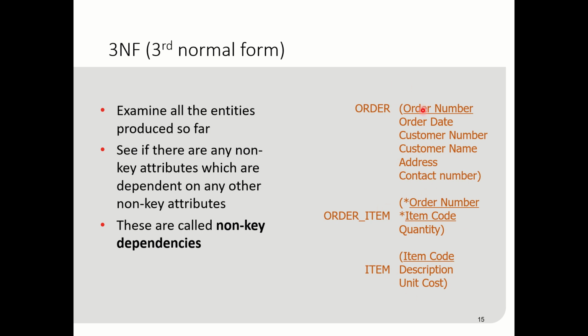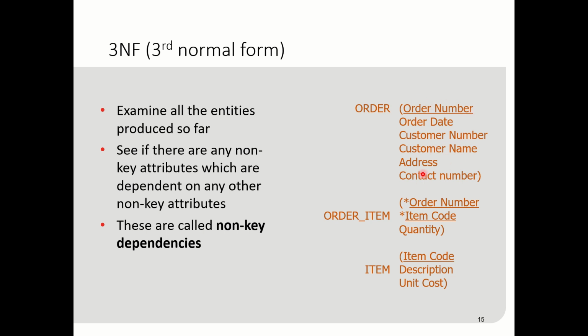Now you will look at this particular table, the order table. Here the order number is the primary key. Order date is fully functionally dependent on order number, and customer number is also functionally dependent on it. But what about customer name, address, and contact number? These are not fully functionally dependent on order number; they are more functionally dependent on the customer number.